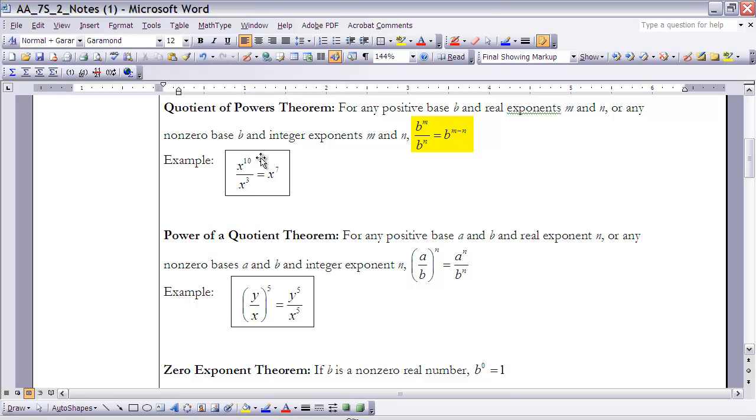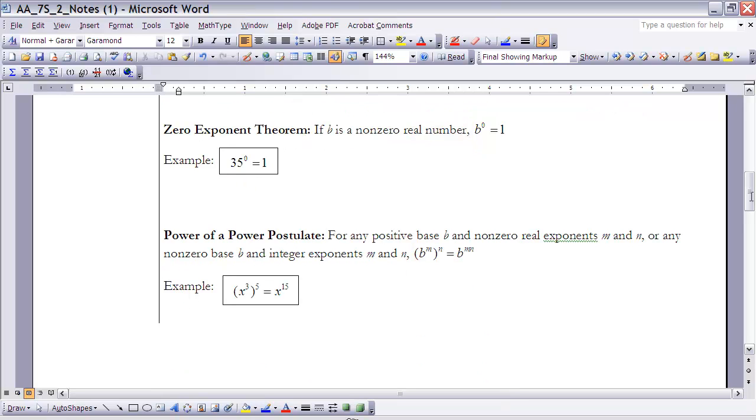The power of quotient theorem. If I have a quotient inside parentheses raised to some power, once again with that idea of distributing that power to each of those values of the quotient, I get a to the n over b to the n. So an example here, if I have y over x raised to the 5th power, that's the same as y to the 5th over x to the 5th.